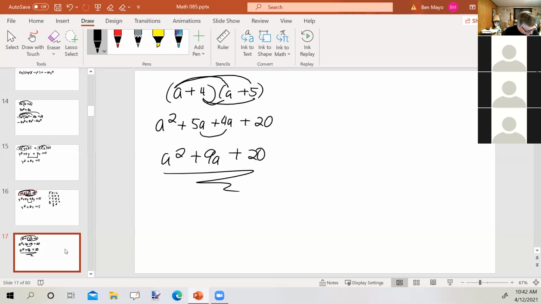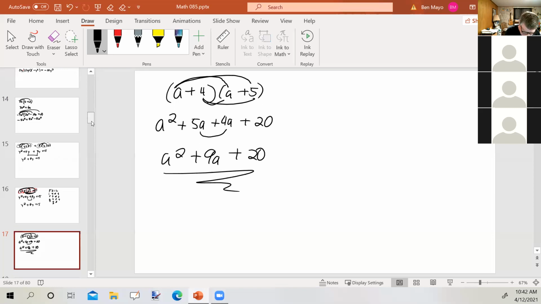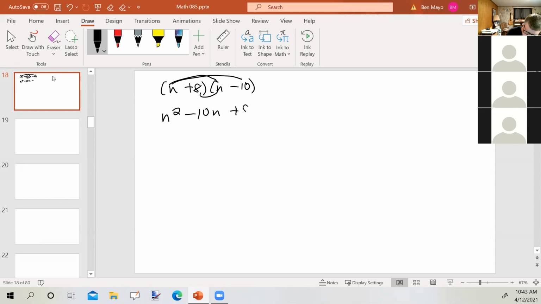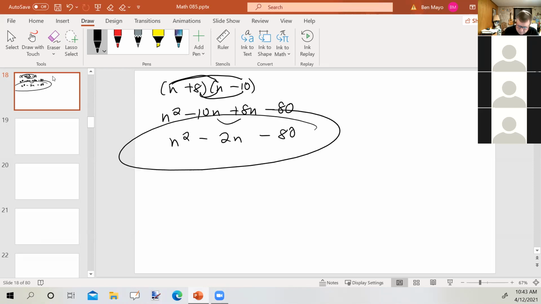All righty, let's see here. We're going to take n plus 8 times n minus 10. So n times n is n squared. N times minus 10 is minus 10n. 8 times n is 8n. And 8 times minus 10 is minus 80. Combining like terms, n squared minus 2n minus 80.